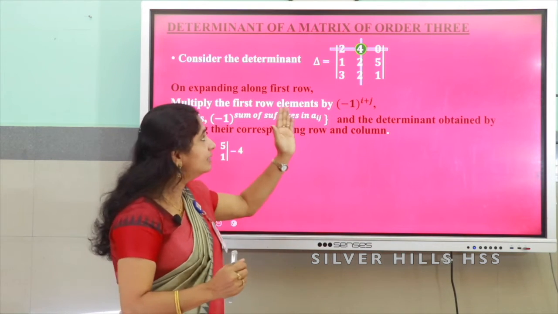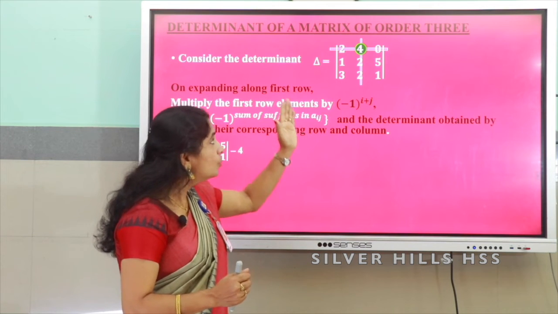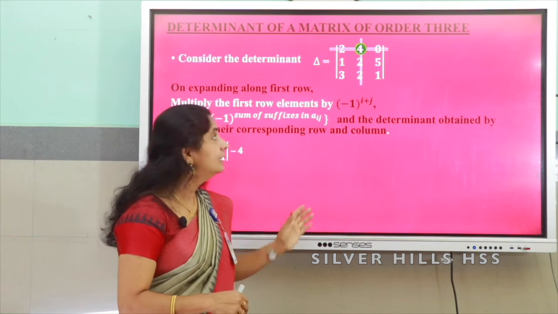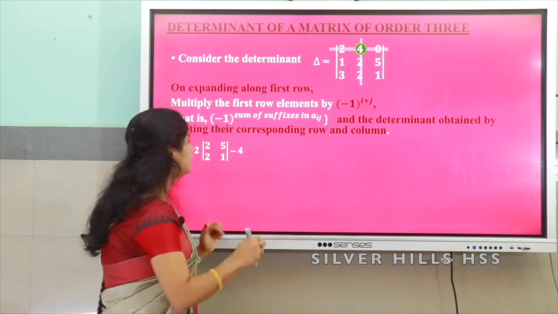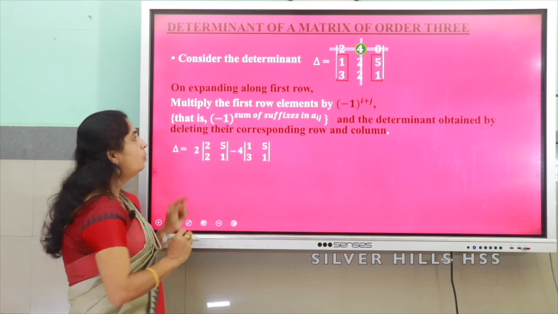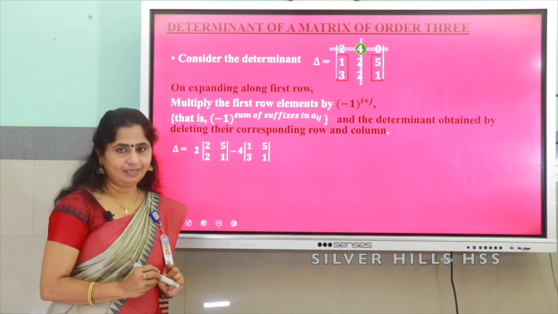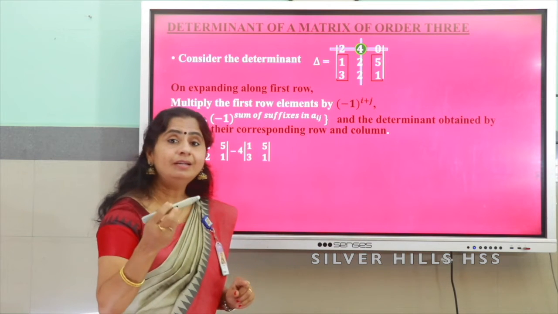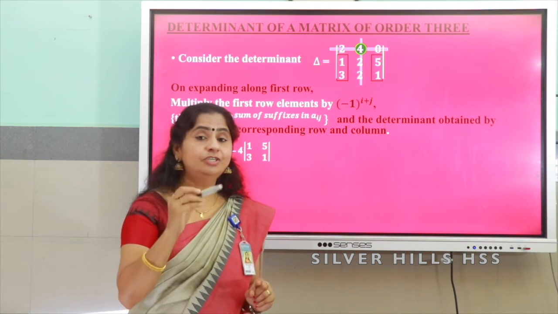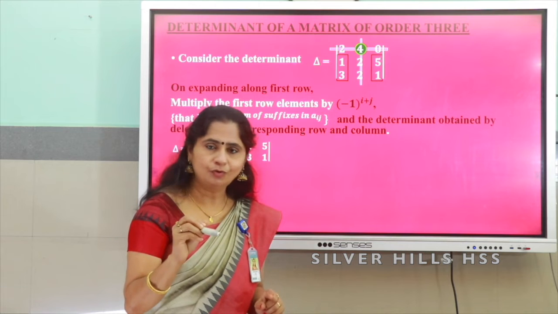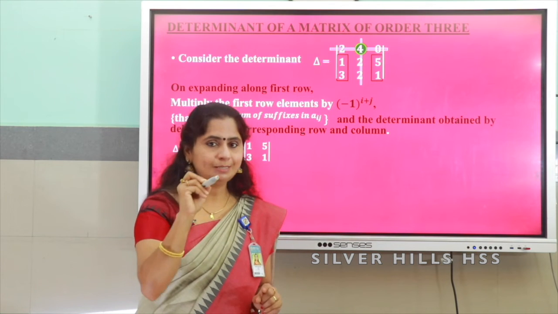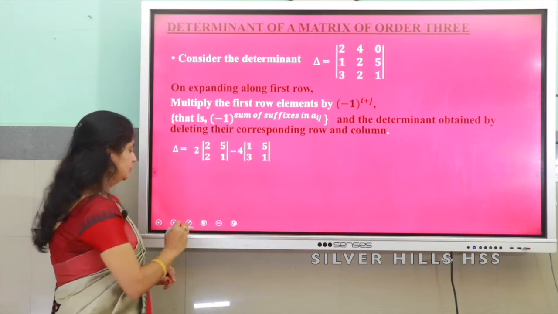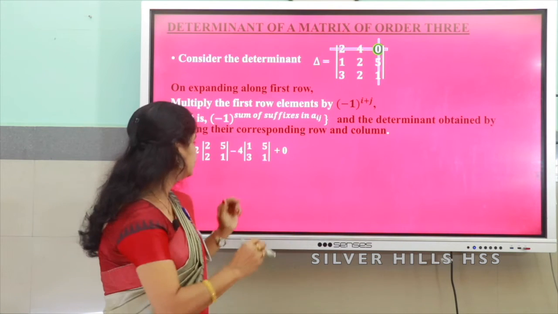Now we can see that the lines are shifted. So when we take the 4, the corresponding row and the column are deleted. The remaining determinant is 1, 5, 3, 1. Plus, the third element is coming in the first row, third column, which is 1 plus 3, that is 4. So minus 1 raised to 4 is plus sign. Therefore, it is plus 0 into 1, 2, 3, 2.